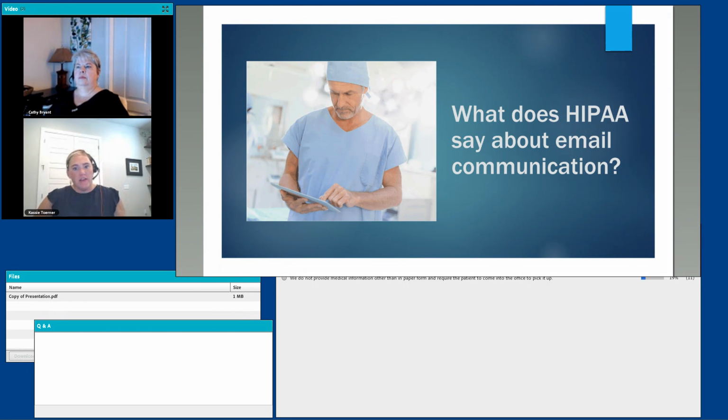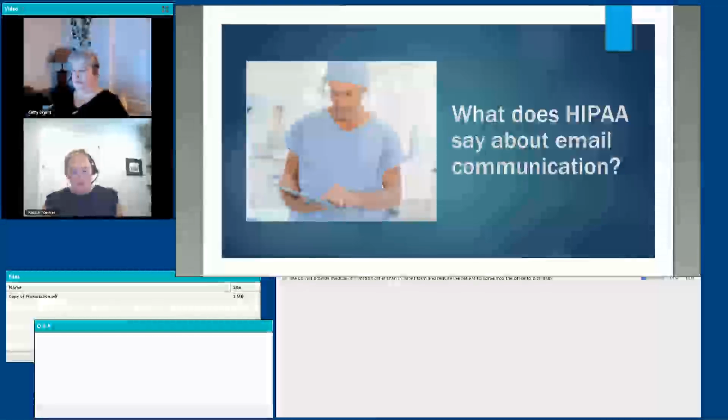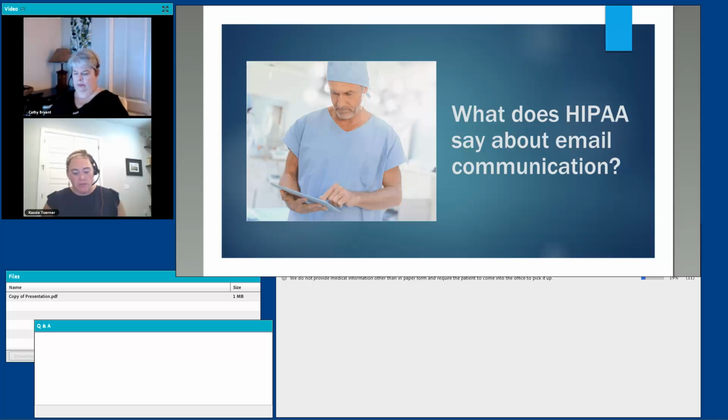So what does HIPAA say about email communication? The Privacy and Security Rule does address email and states that when you're going to use email to share PHI, reasonable safeguards must be in place. So there's not a one-mold-fits-all prescription that you can just put into place. They make this flexible so that you can choose what works best for your practice and your clinic, but they give you some parameters and guidelines that you should consider when developing your security measures.